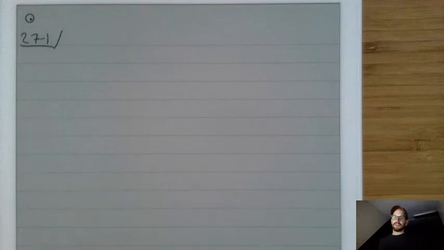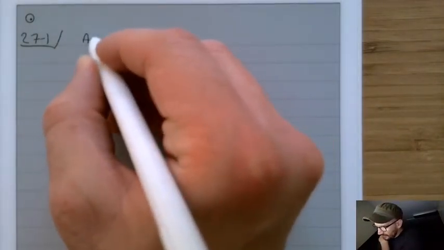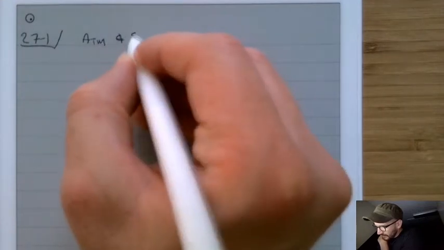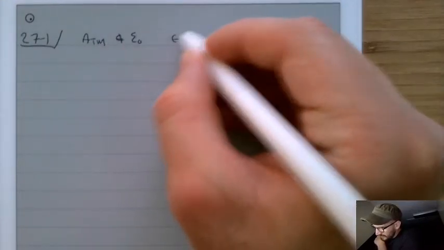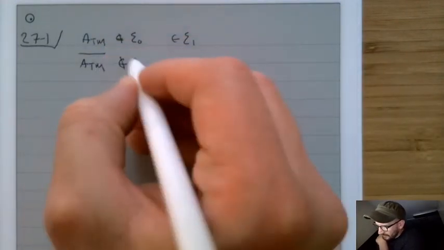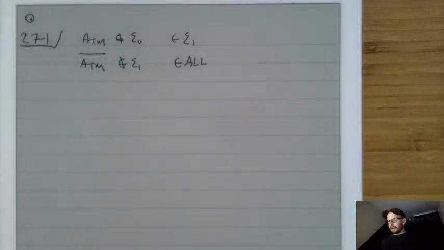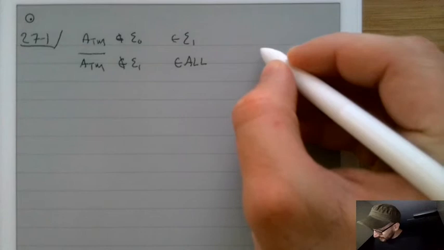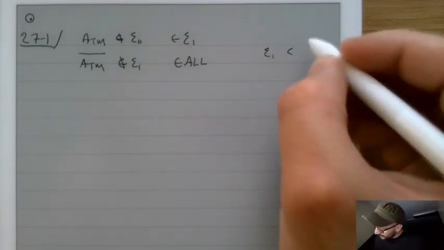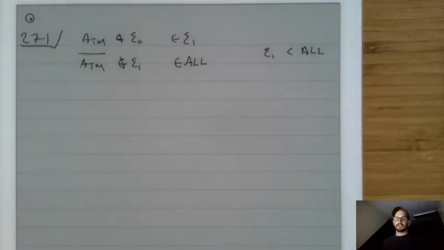For our last class, we'll just finish up with a few more things about Turing machines. Recall that in the last one, we proved that ATM is not inside of sigma 0, but it is inside of sigma 1, and that not ATM is not inside of sigma 1, but it is inside of all. We also proved that there are an infinite number of other things that are not inside of sigma 1, because we proved that the size of sigma 1 is smaller than the size of all, and in fact infinitely so because they're both infinitely large.